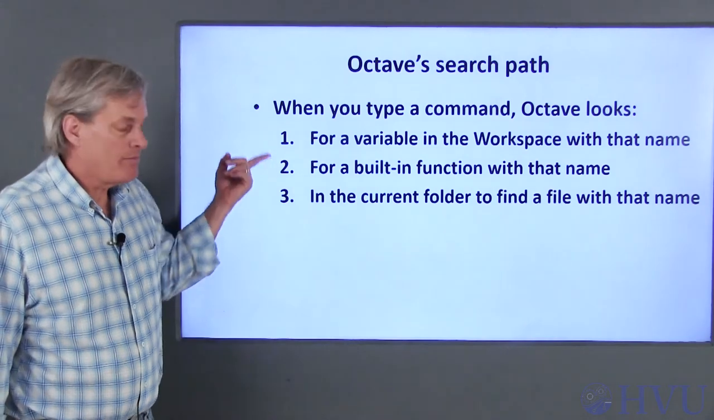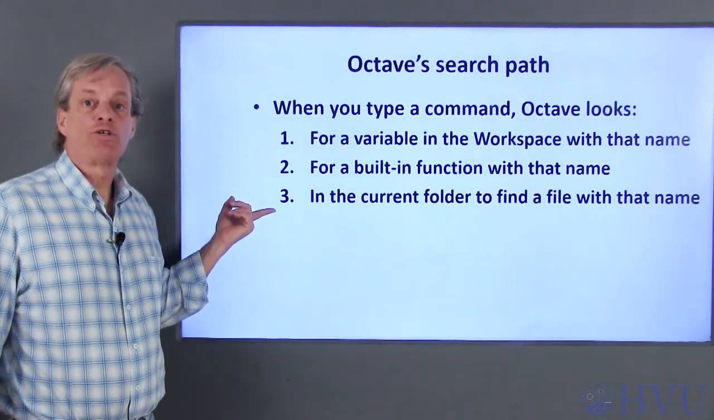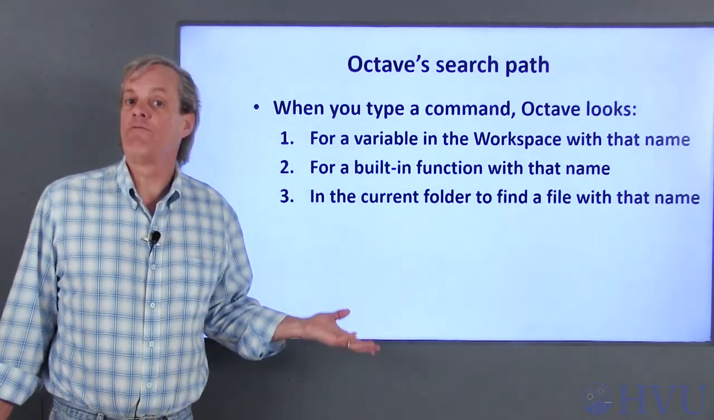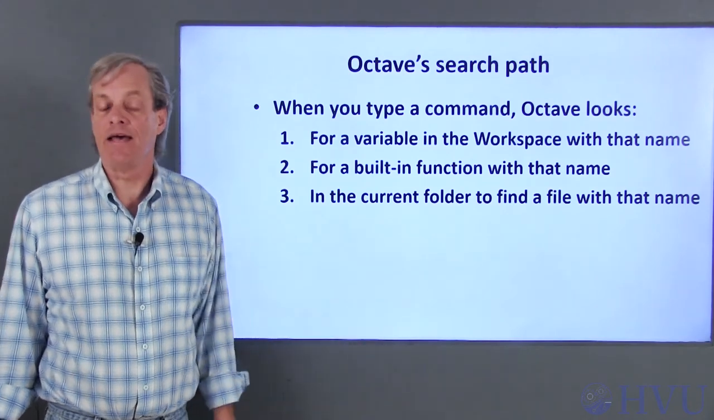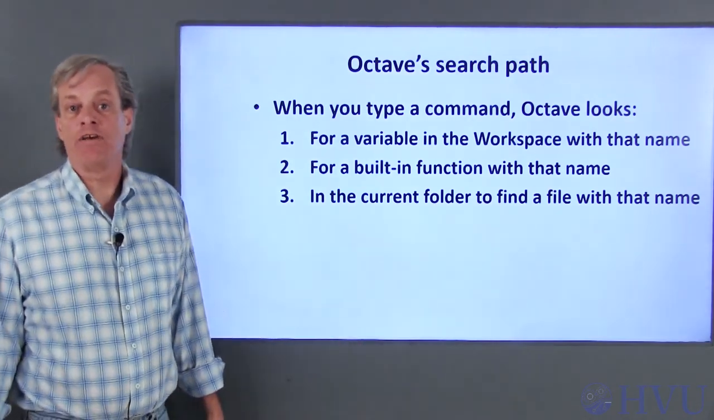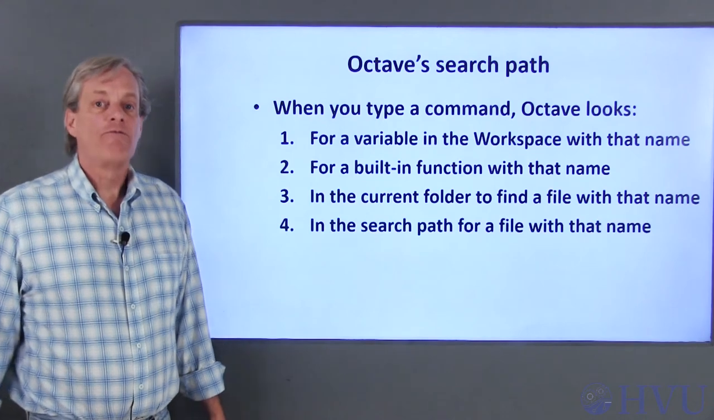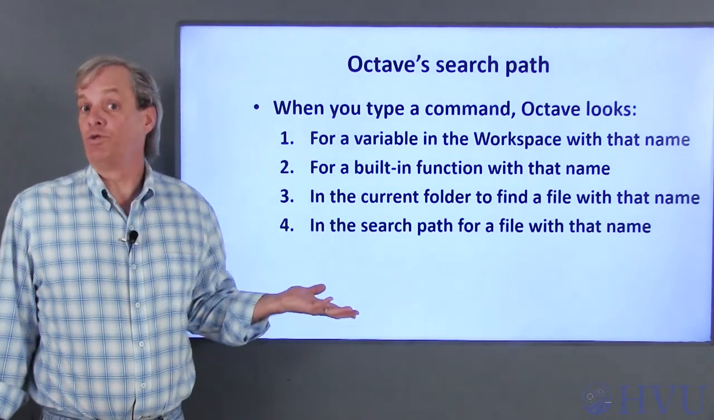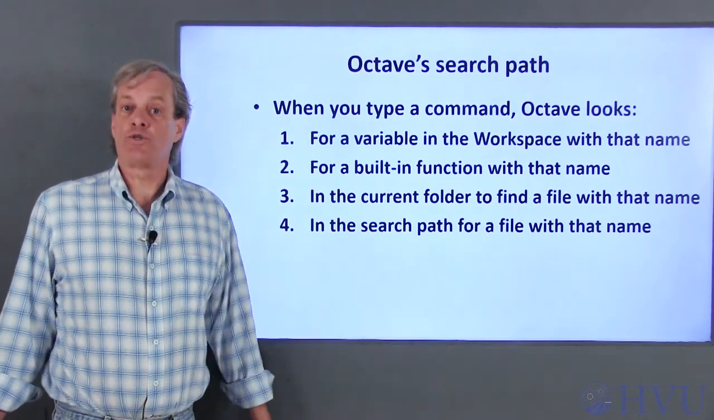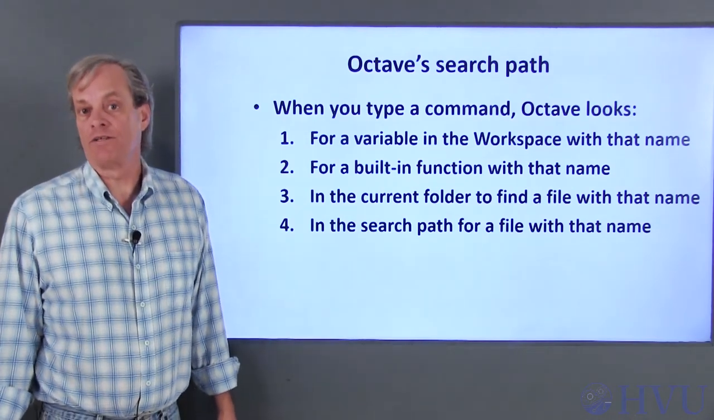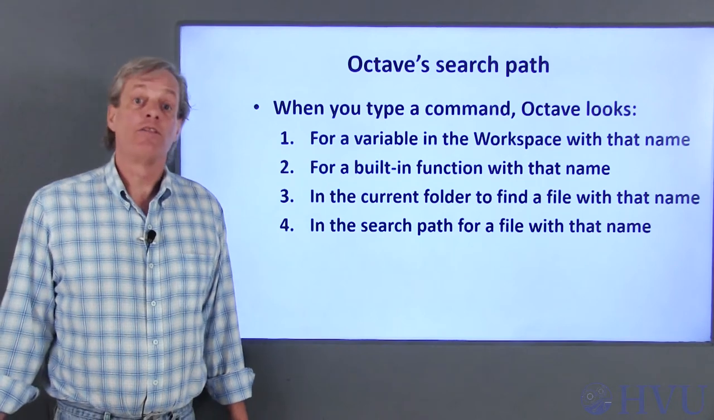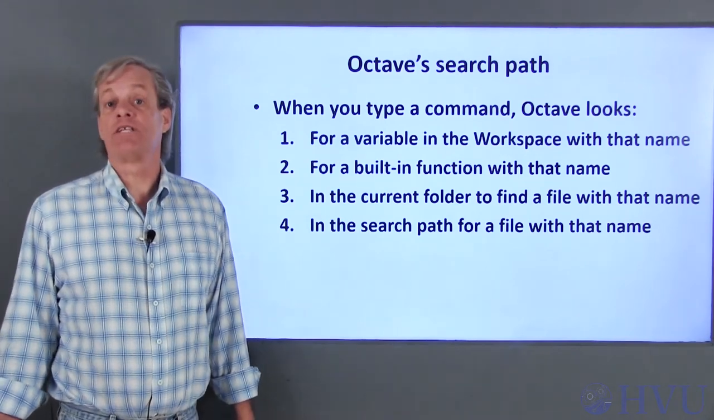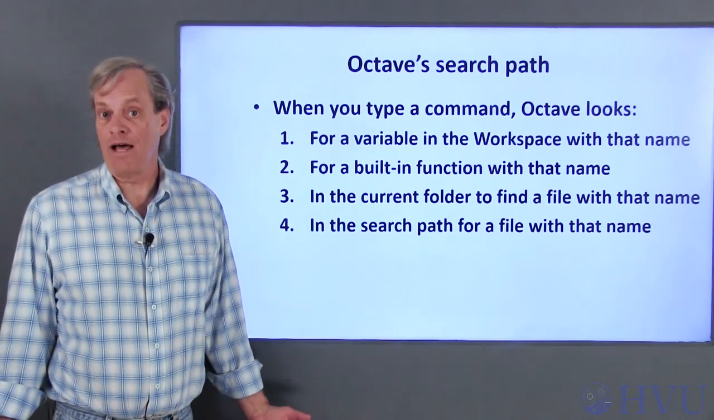If neither of the above two conditions is met, Octave looks in the current working folder for a file whose name matches the command. If it finds a match, Octave executes the file. Finally, Octave looks through the rest of the search path, the list of folders from the path command. The search order is the same as the order of the files displayed by the path command. The first time a match is found, Octave stops looking and executes that file.